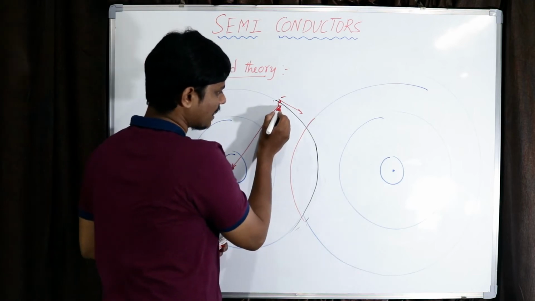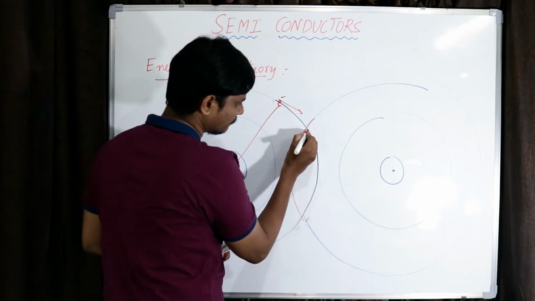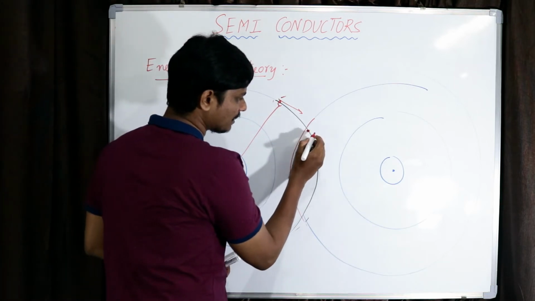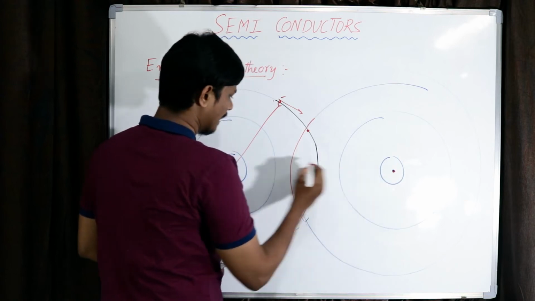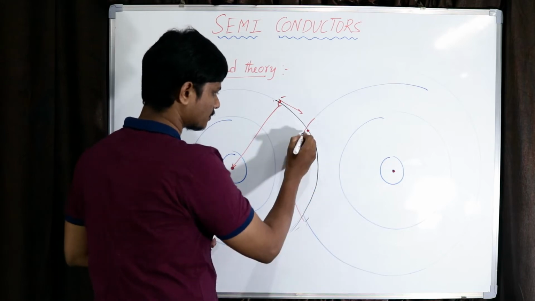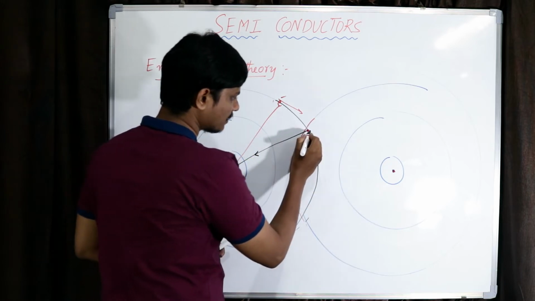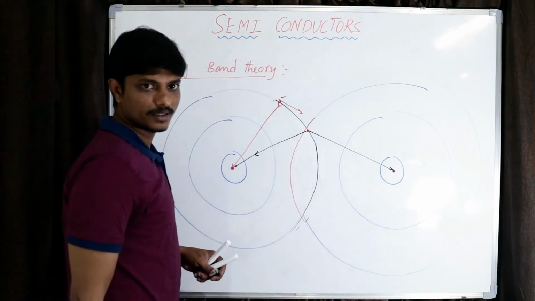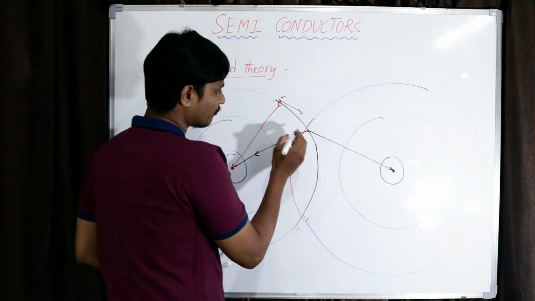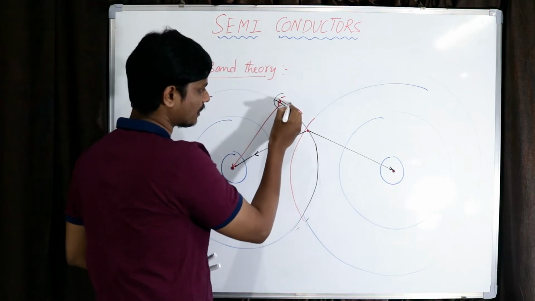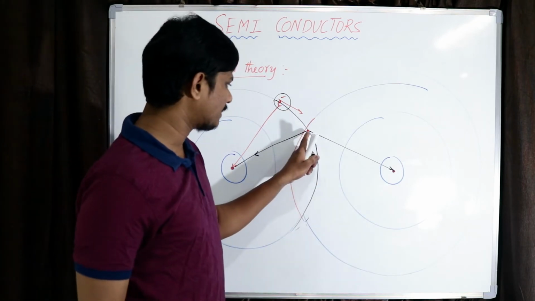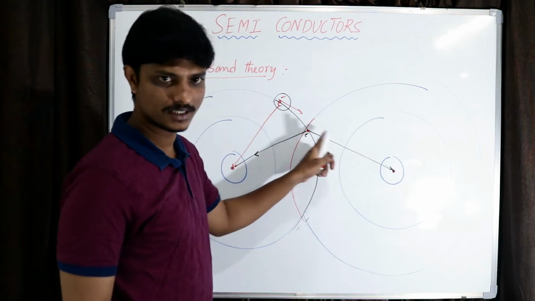Let us say this electron comes here. Now what happens? This electron is in the region of this nucleus as well as this nucleus. Therefore, it experiences two forces, one due to this and one due to the other. Therefore, it possesses two different amounts of energy at a time. Finally, the amount of energy this electron possesses at this point will not be the same, because here it is experiencing a force due to two nuclei, right?